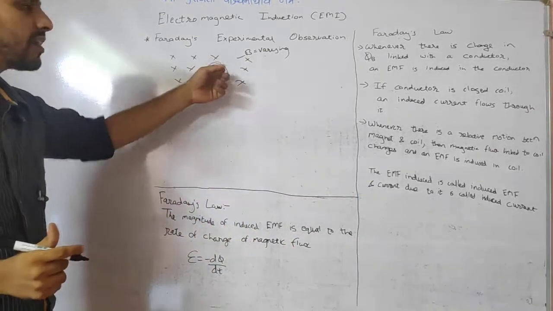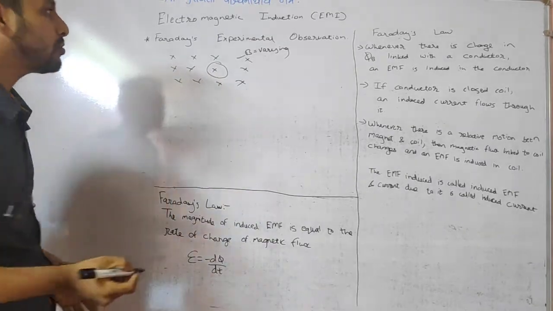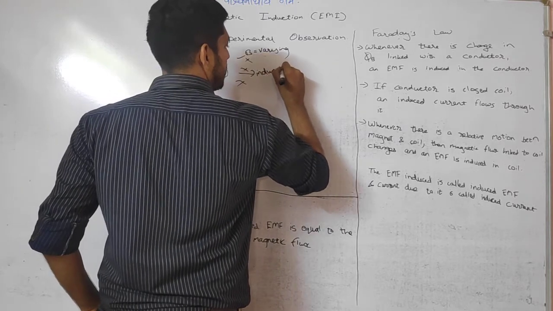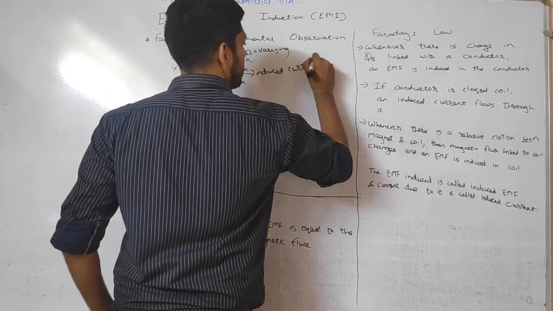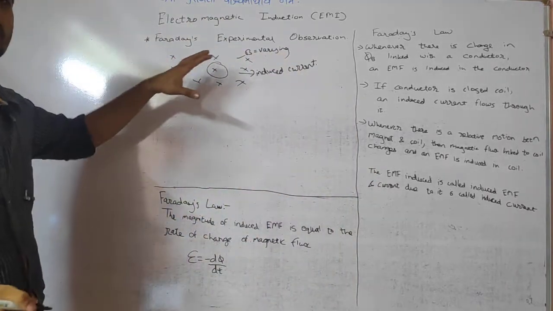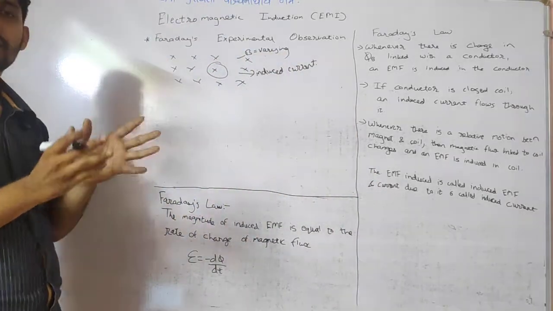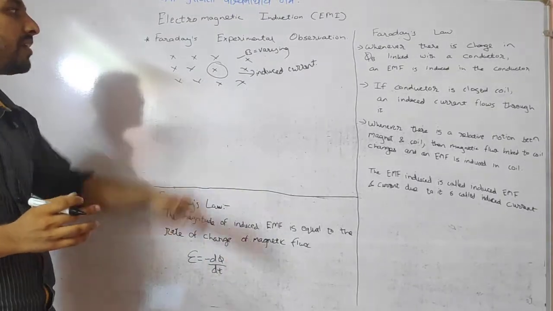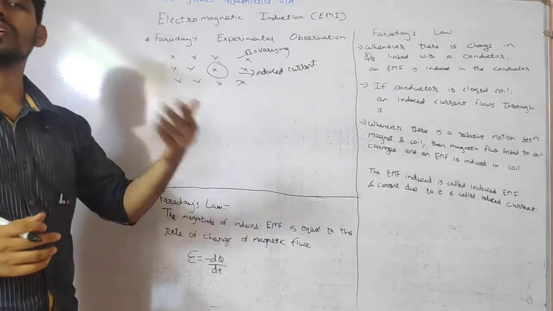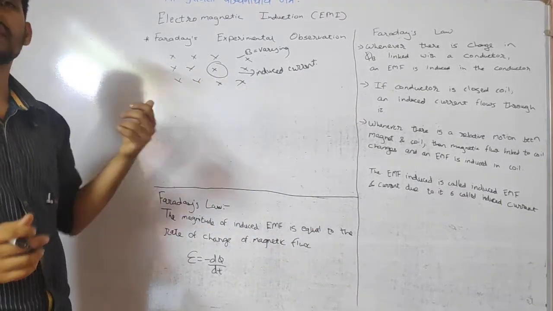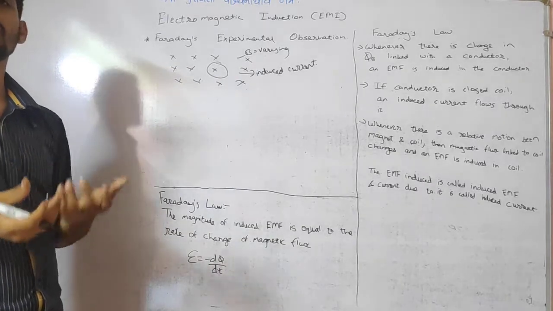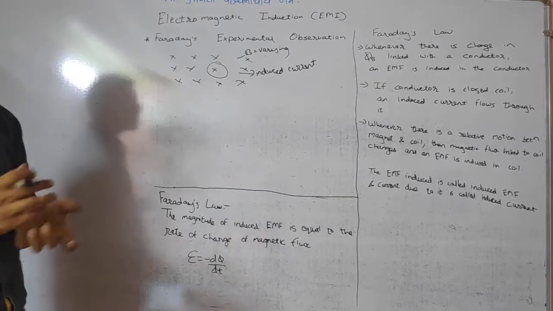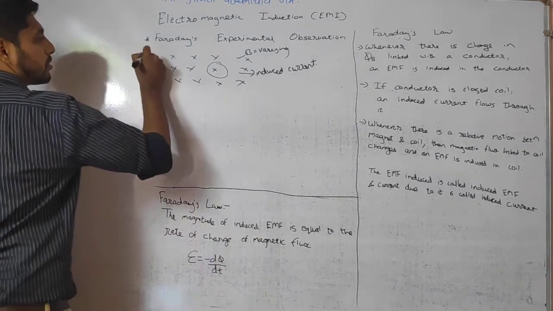If this conductor was attached to a galvanometer, he found that there was some induced current. This was purely experimental. He kept a coil-carrying conductor inside a magnetic field, and he kept on changing the magnetic field. When he was changing the magnetic field, he found that there was induced current inside the conductor. This conductor needs to be connected to a galvanometer so that you can know what the current inside it is. The galvanometer would show the presence of some induced current. This was the first observation that he made.